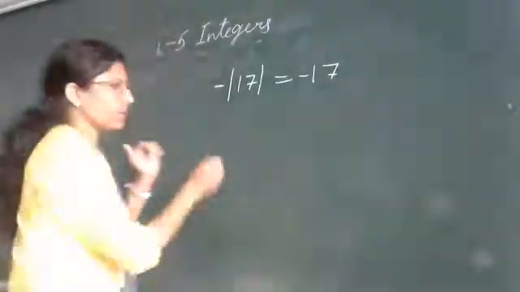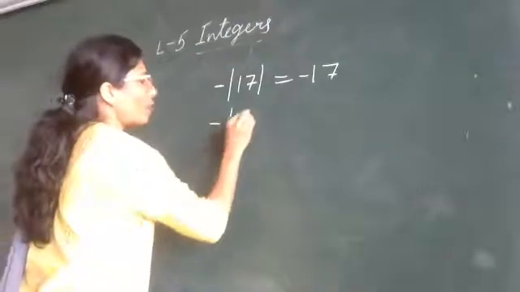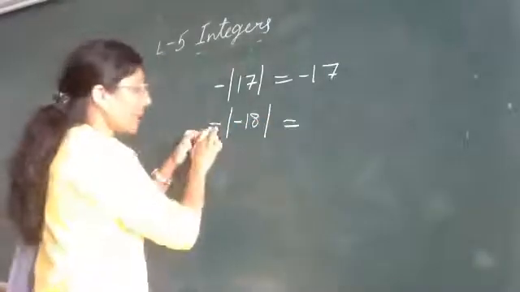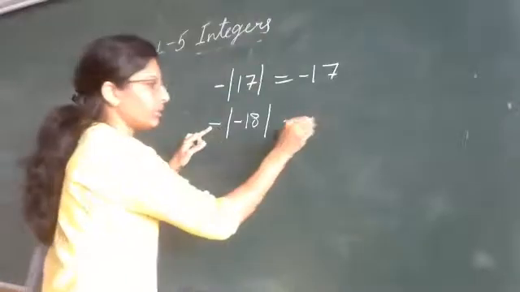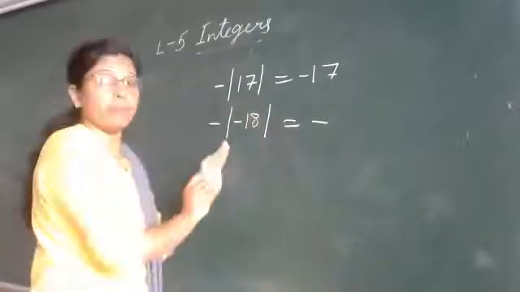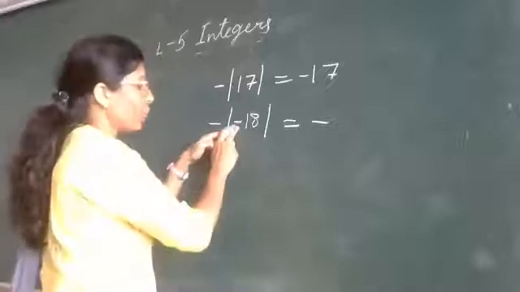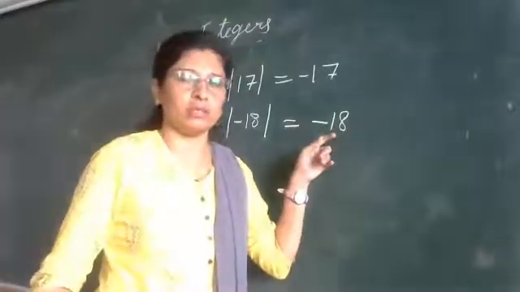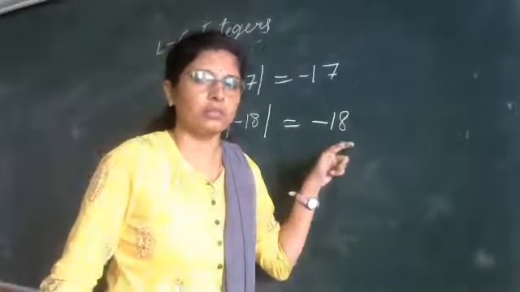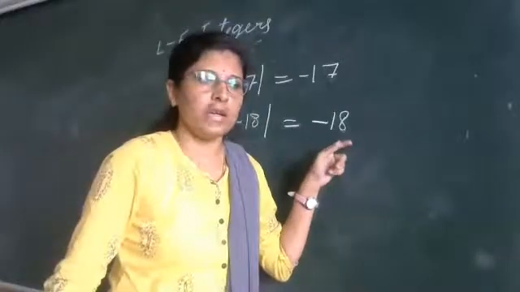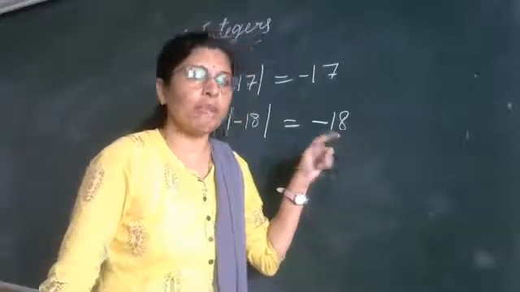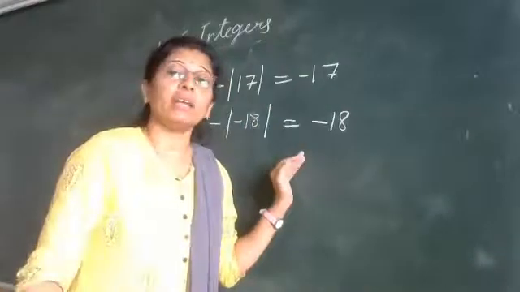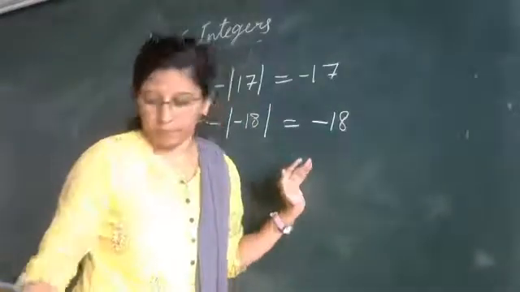Now, for example, here one example is given. Minus of minus 18. This outside minus sign you have to write here, but the inside minus sign will be removed, because the absolute value of minus 18 is 18. So your answer will be this. Understood? Yes, ma'am. Okay, when the sign is outside, you have to write the sign. But when it is inside, you should not write it.